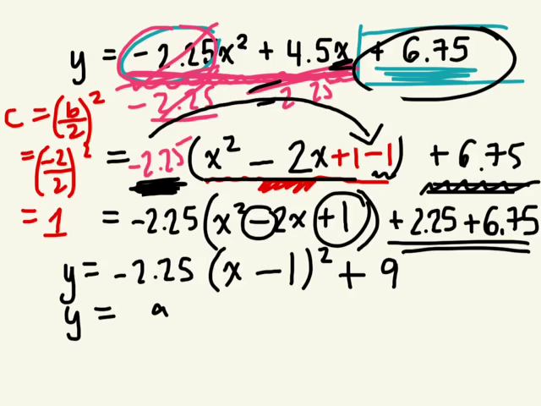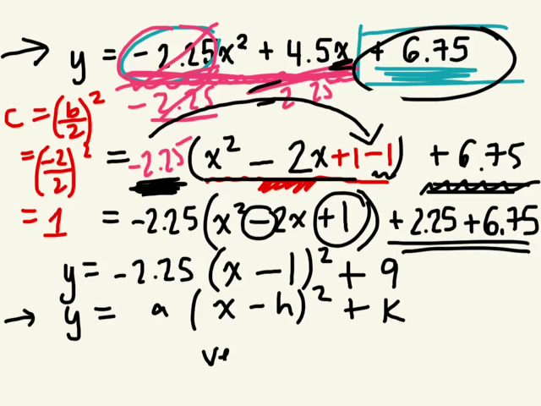y equals a times x minus h squared plus k. You just went from standard form to vertex form, and now that you have it in vertex form, you can tell me where the vertex is located. 1 and 9, and look at that.